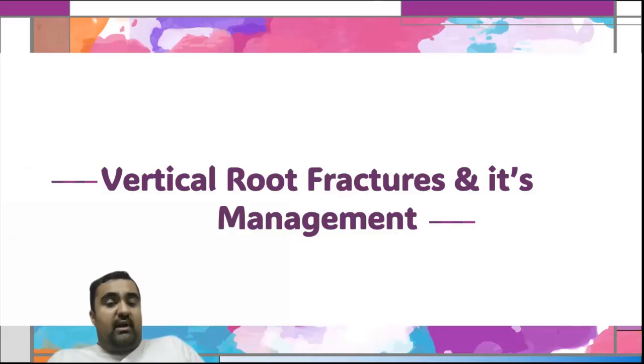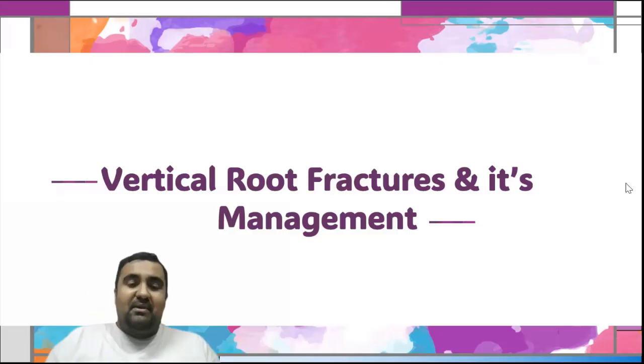Coming over to vertical root fractures and their management. So in this section, let us study what a vertical root fracture is.